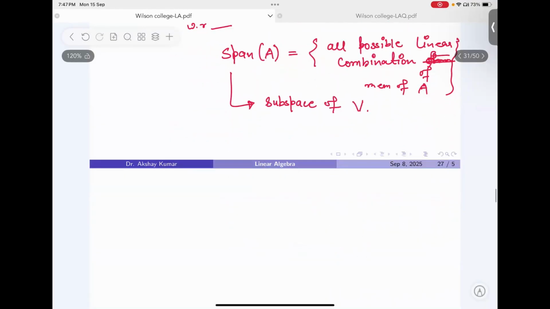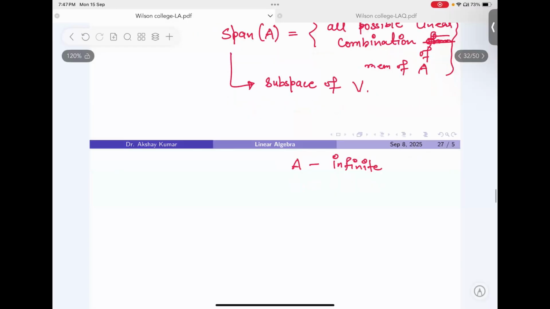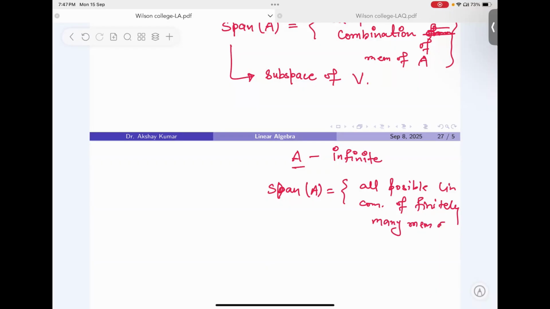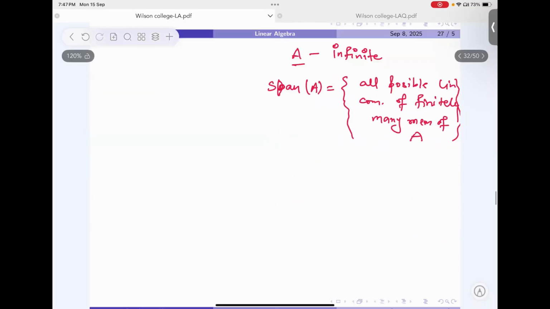So what will happen if A is an infinite set? If A is an infinite set, first we take finitely many members of A, then take a linear combination of those elements, and like this we proceed. So the span of A is again all possible linear combinations of finitely many members of A. In this case also it will form a subspace.